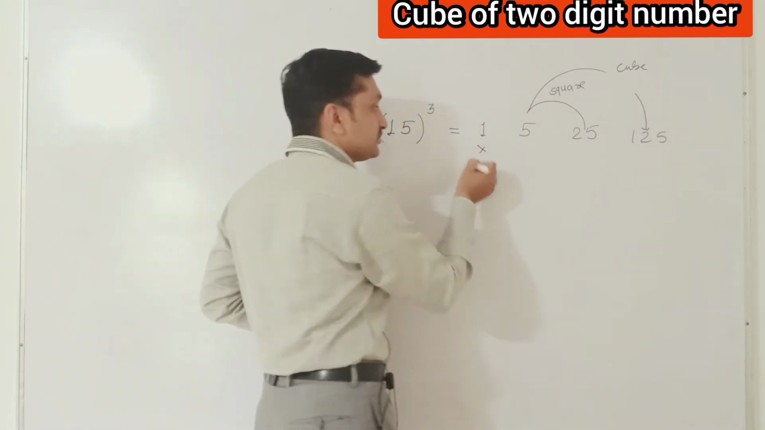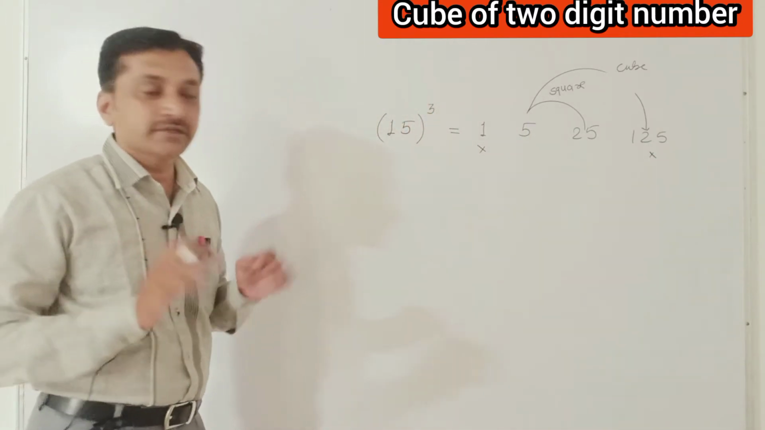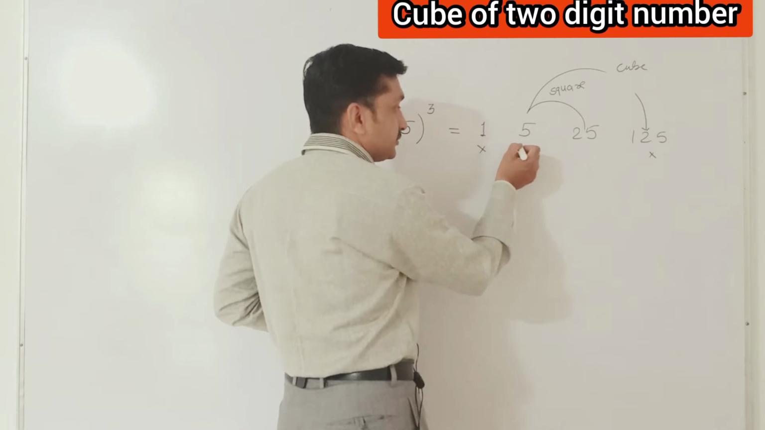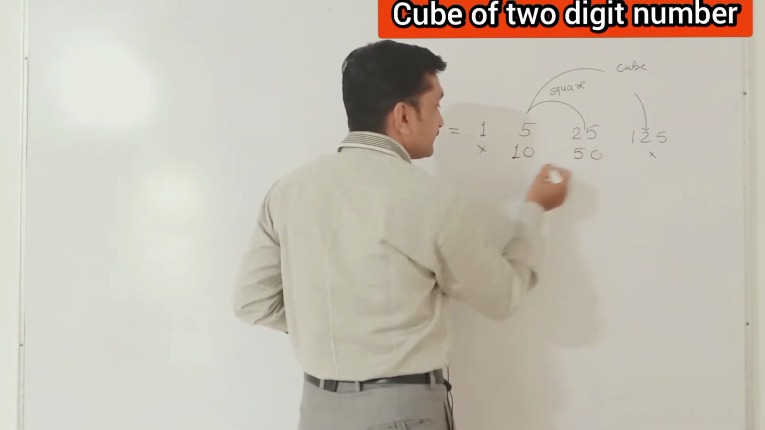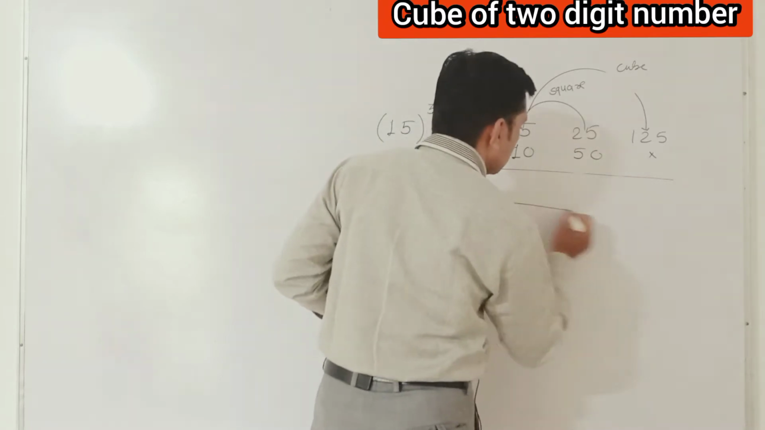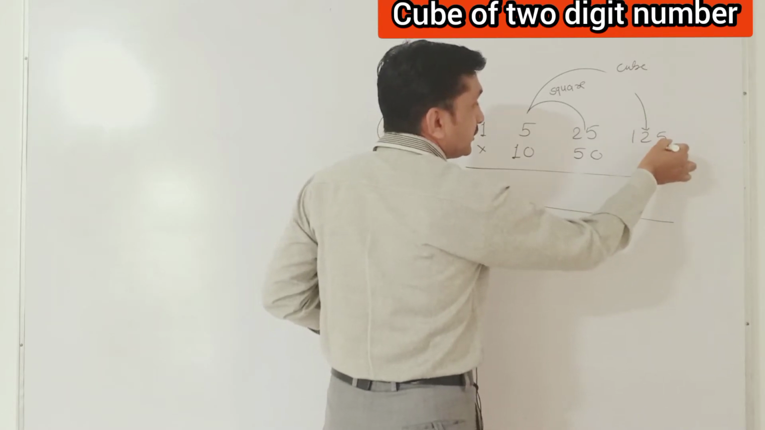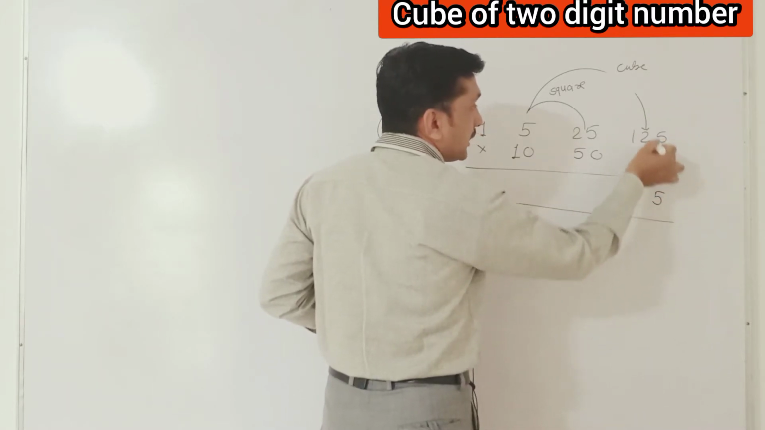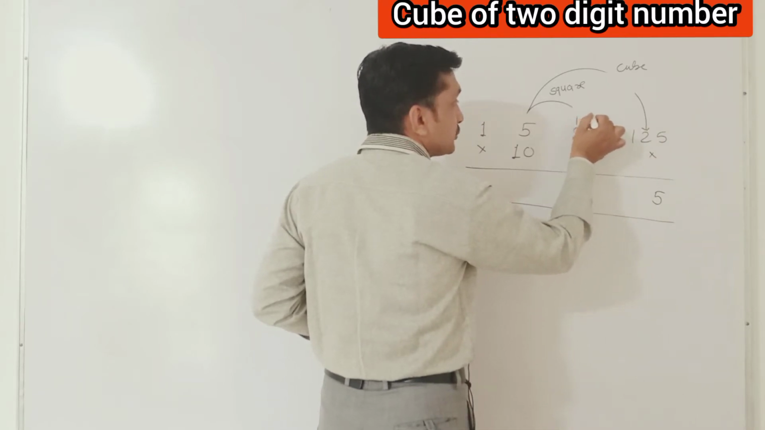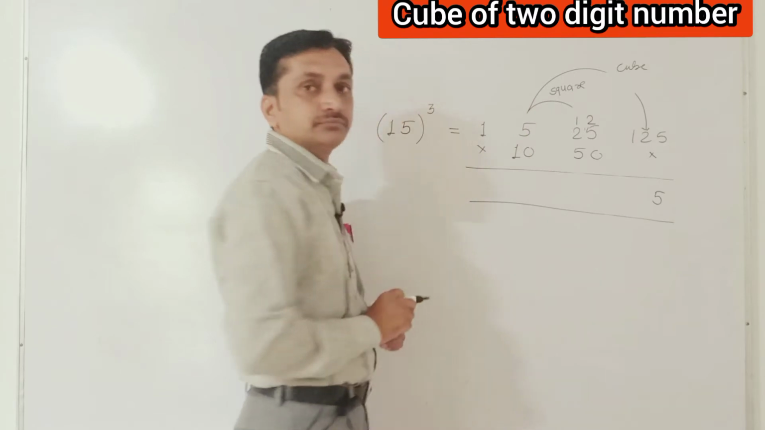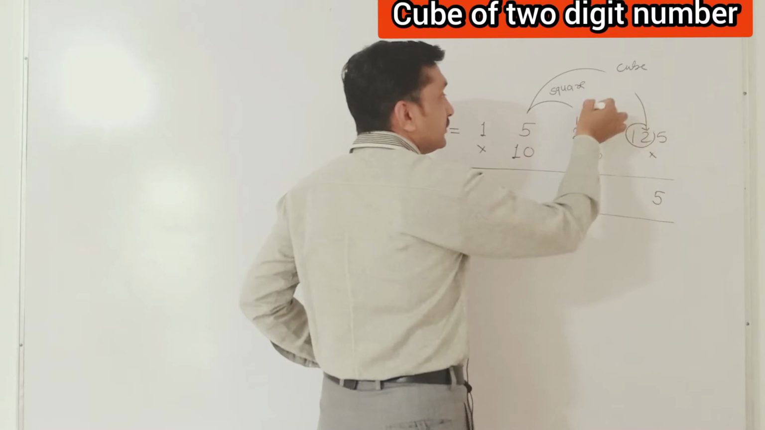After that, first number and last number leave it, don't write anything there. Double of 5 is 10 and double of 25 is 50, and now add here. Now from 125 take 5 down and this 12 carries over here for addition. Only one digit we have to take down, this 12 will come here.